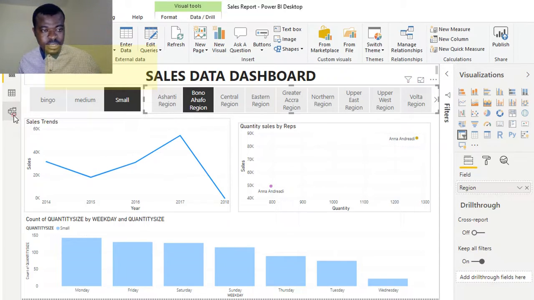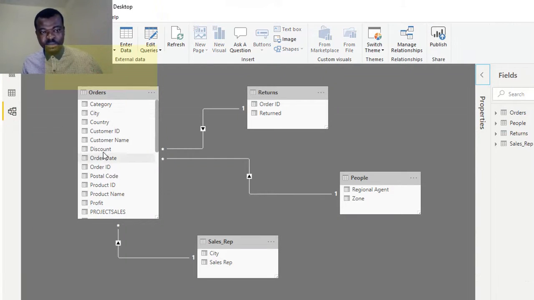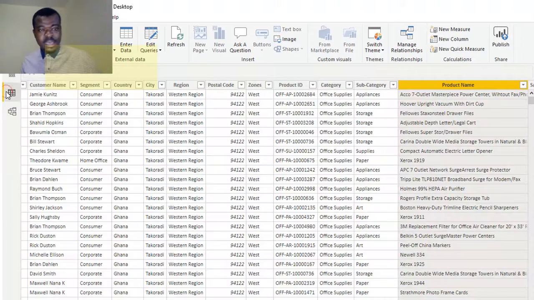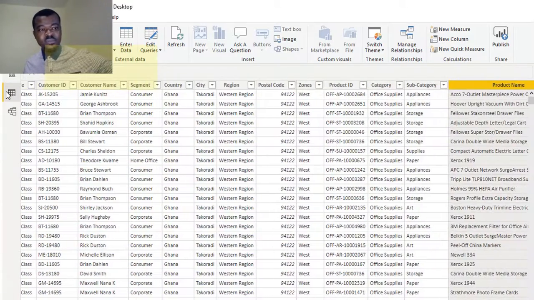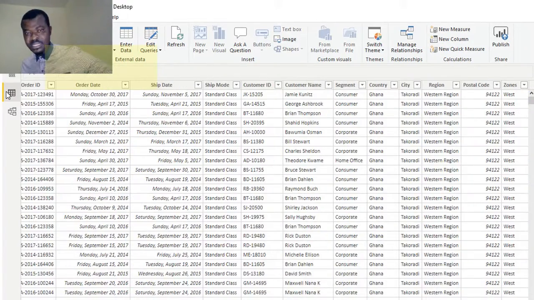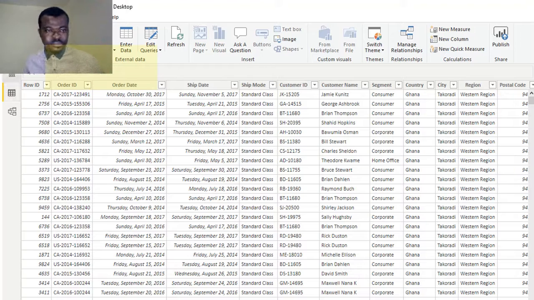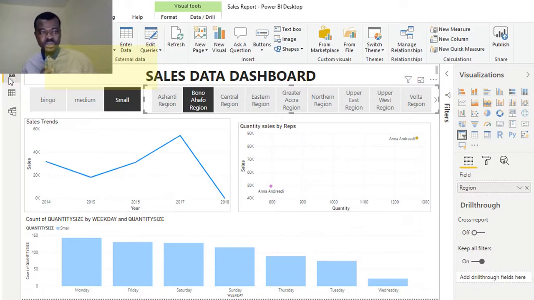Look at this. This is the data model. This is a model behind the data, but another day we can discuss that. And this is the data. It is quite large. It has data over a period of time from 2015 to 2018. It's the sales data that we are going to analyze. And back to the dashboard.